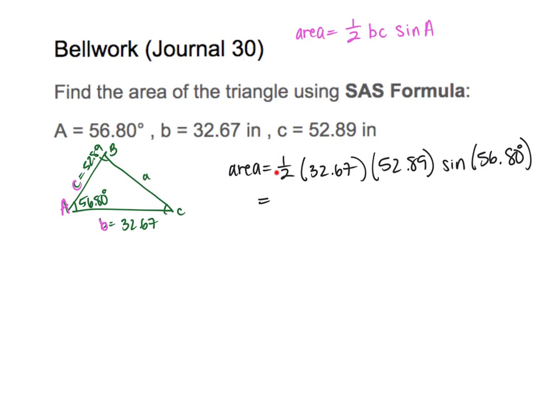By the way, a nice way to type in 1/2 is just to do 0.5. You can always write this as 0.5. It just makes it easier to write in the calculator. So what's 0.5 times 32.67 times 52.89 times sine 56.8? I got this number, 722.9. And because this is area and it's in inches, it's going to be inches squared. And so here is my final answer.